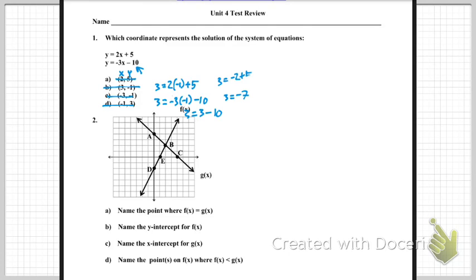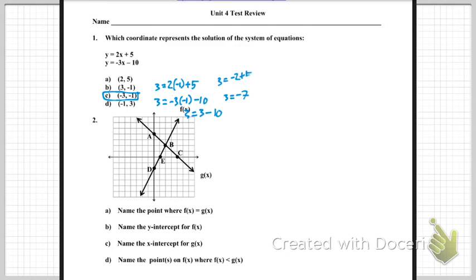I'm going to double check the first one to make sure I didn't make an error. And the first one is correct. Let's double check the second one, B. That one's also correct. Plug in negative 3, you get negative 6, boom. Negative 3, you get positive 9. Positive 9 minus 10. Okay, I made an error on the second one, or C, part C.